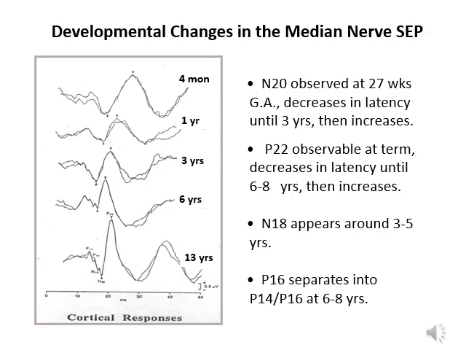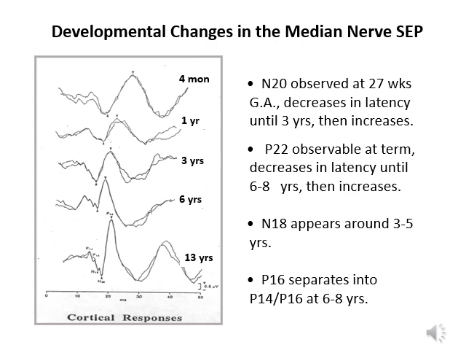As mentioned in the previous slide, the N20 is observable at approximately 27 weeks gestational age, although the latency is often very prolonged, reflecting the poorly myelinated nervous system of the preterm infant. As the infant matures, the N20 latency decreases until approximately 3 years of age, at which time the latency starts to increase as a function of limb length. The P22 is observable at term and decreases in latency until between 6 to 8 years, reflecting maturation of the myelin, and then begins to increase in latency as a function of limb length.